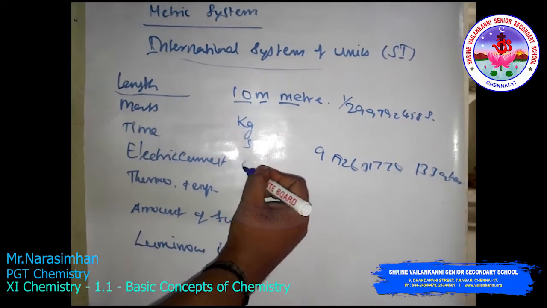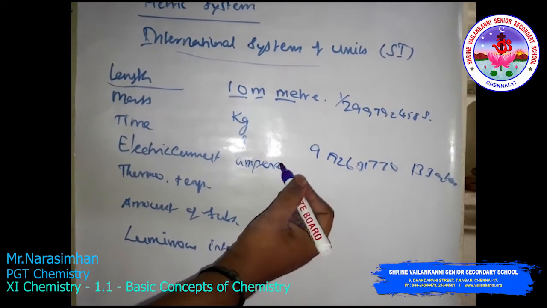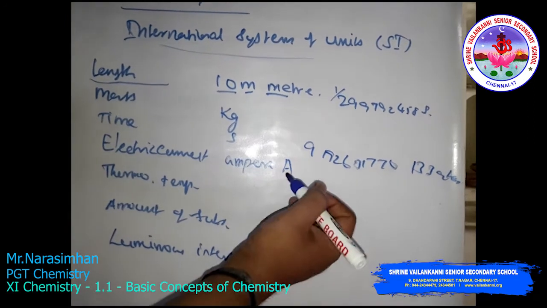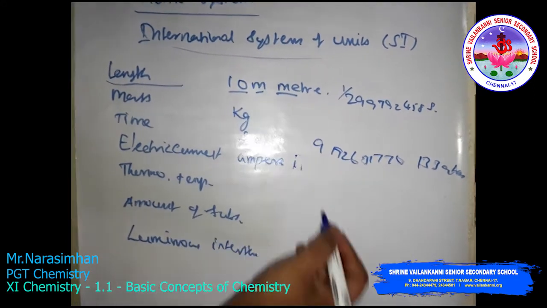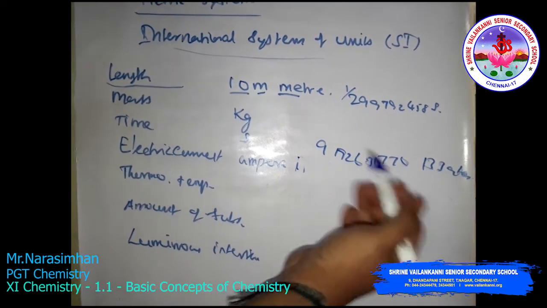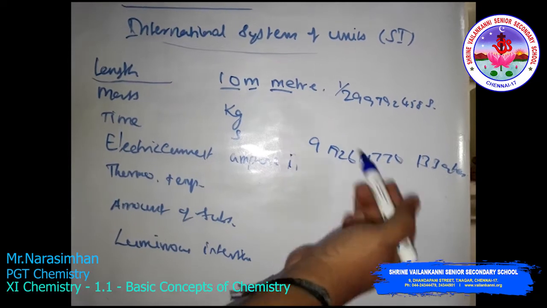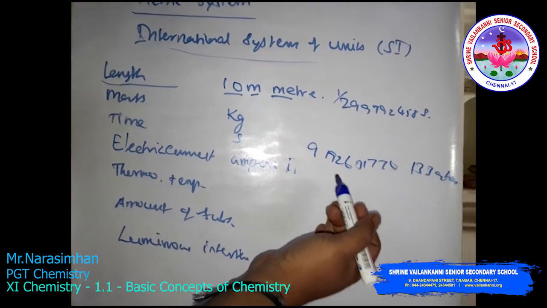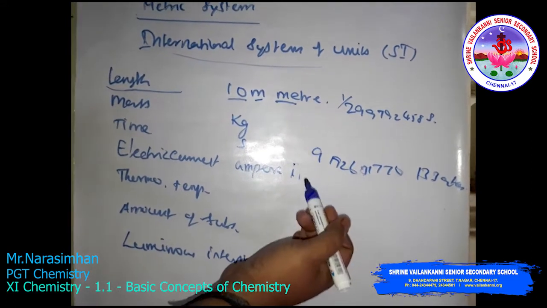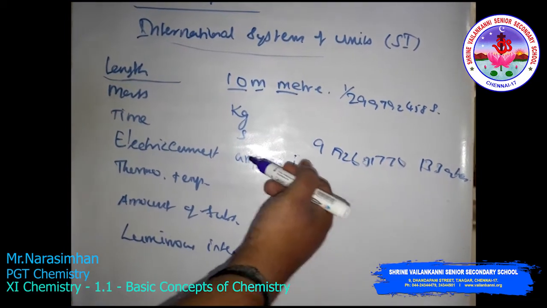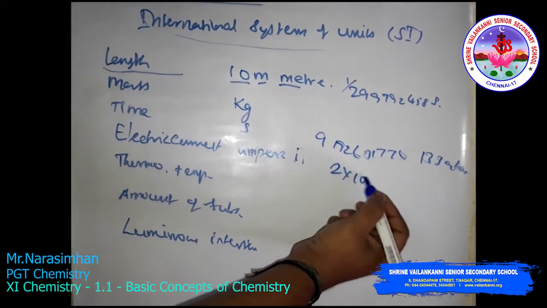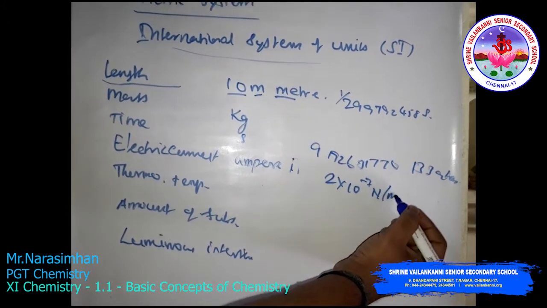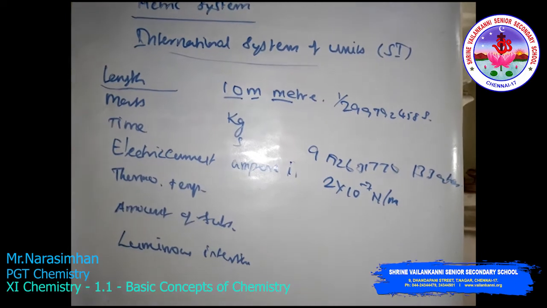Then electric current. The unit of electric current is the ampere, symbol A, and sometimes we use I for current. The ampere is the constant current which, maintained in two straight parallel conductors of infinite length, negligible circular cross section, and placed 1 meter apart in vacuum, would produce between these conductors a force equal to 2 into 10 power minus 7 Newton per meter of length.